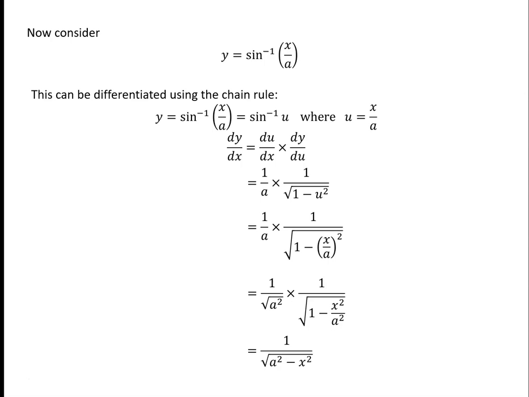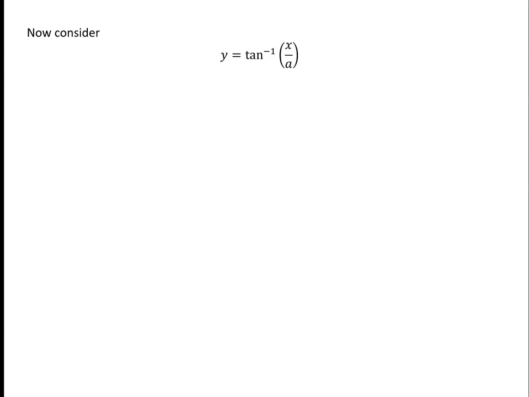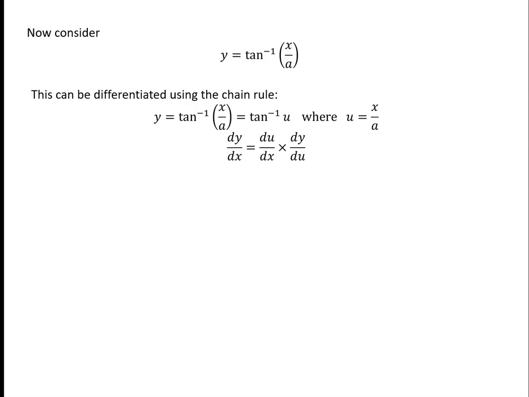And we'll see that this result is very useful, particularly as an integration result rather than a differentiation result. We're also going to consider y equals tan to the minus 1 of x over a. Again, this can be differentiated using the chain rule. We can say that y is tan to the minus 1 of u, where u equals x over a. So dy by dx is du by dx times dy by du. Du by dx is 1 over a. Dy by du is going to be 1 over u squared plus 1.